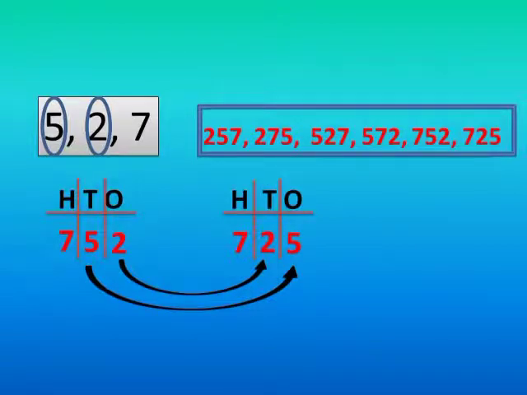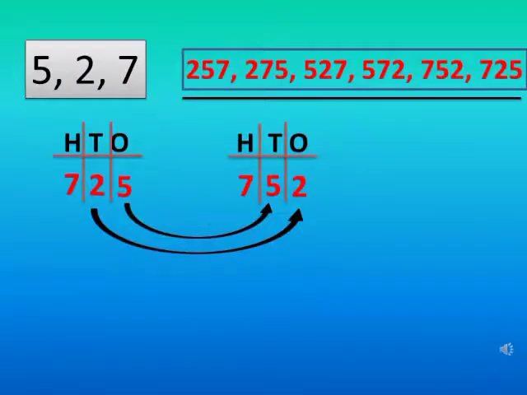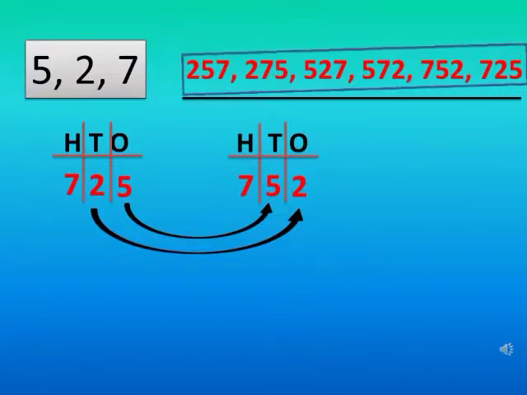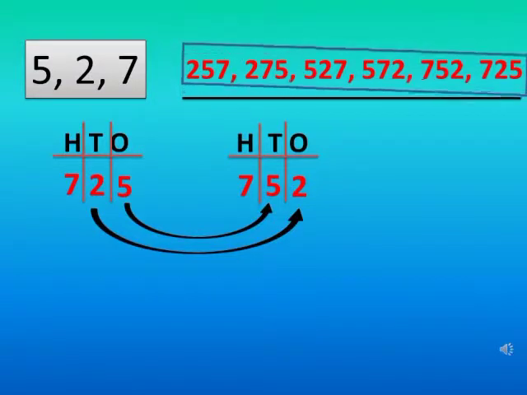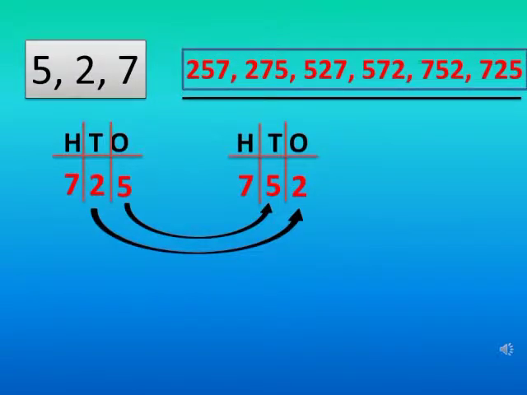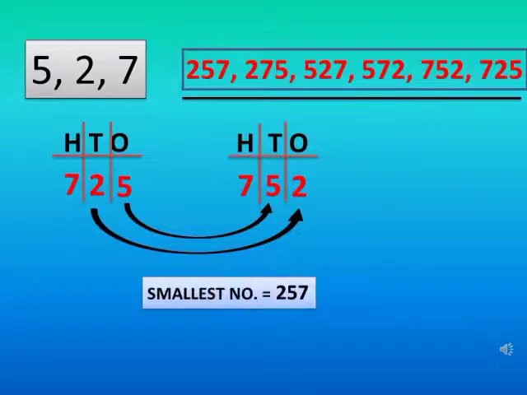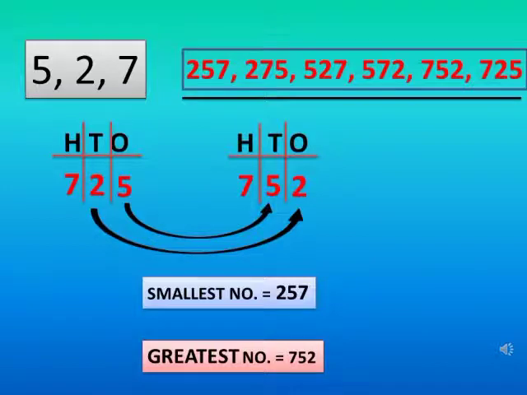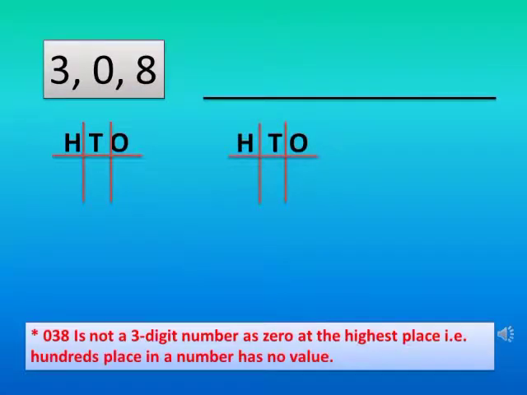As you can see, by arranging the three different digits, we can form 6 different numbers. Thus, the numbers formed are 257, 275, 527, 572, 752 and 725. Here, the smallest number formed is 257 and the greatest number is 752. Now, see the C part.